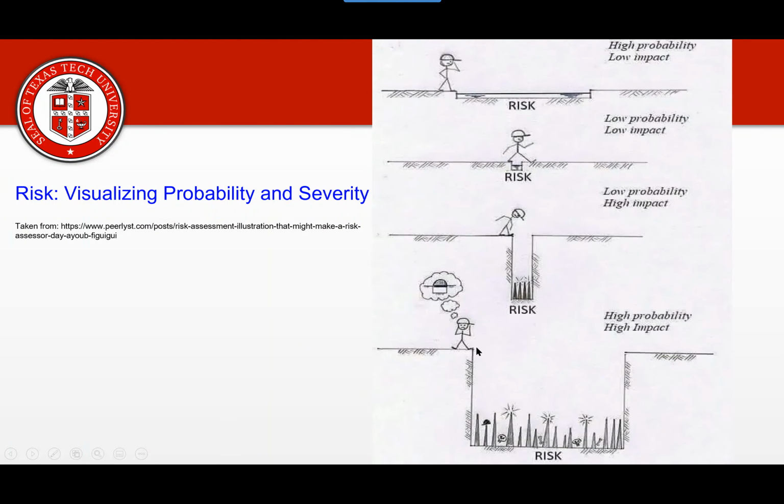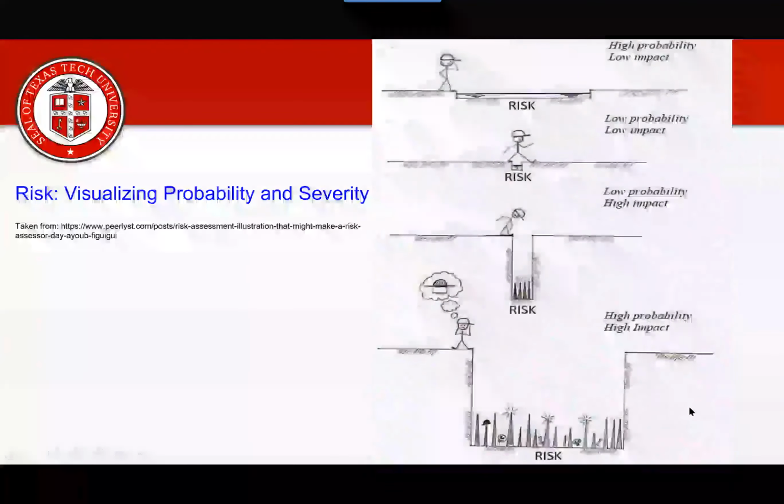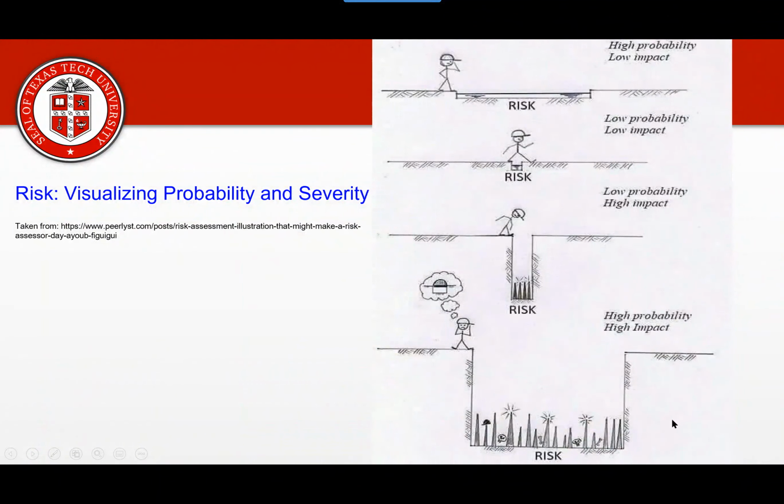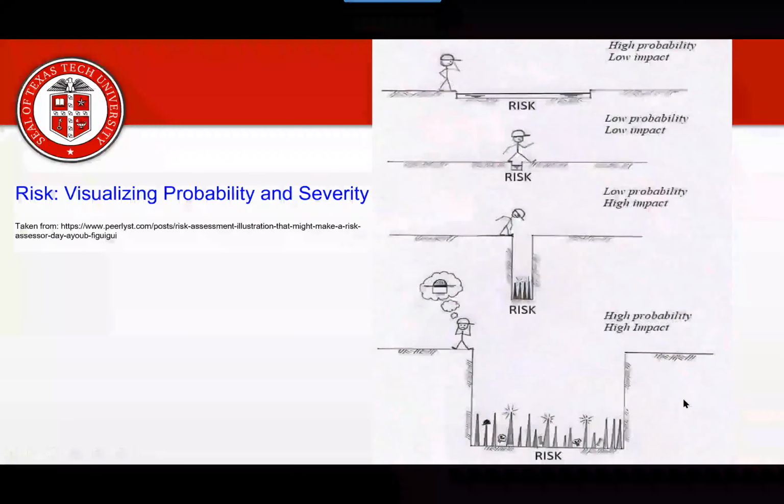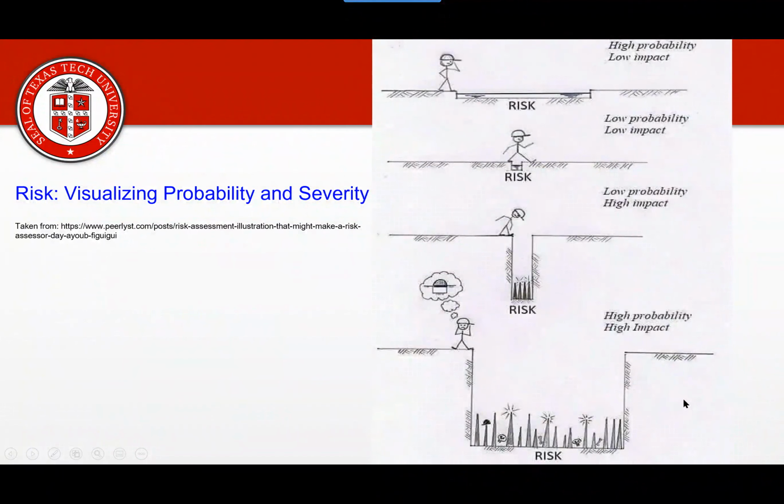The next situation is we have low probability of encountering the hazard, but when we do encounter the hazard, there's a high probability of damage or injury. The last combination is we have a high probability of encountering the hazard, and when we do, there's going to be a high impact or high severity involved. So these are the four combinations that we can have when we deal with the concept of risk.